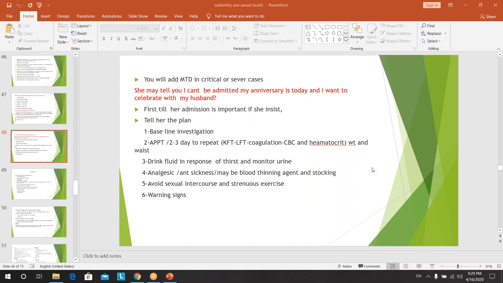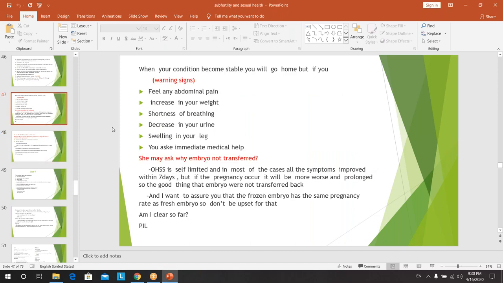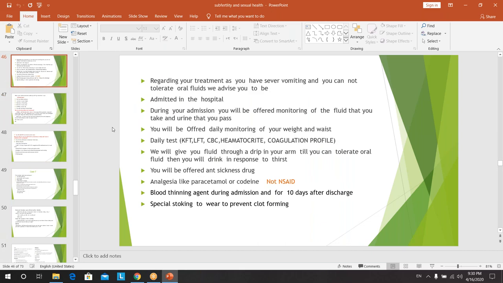Dr. Intisar, if the patient is unable to maintain adequate fluid intake due to nausea, this is one of the criteria for admission in case of OHSS, even if the investigations are normal. Even so, it is a criterion. Okay, doctor. Leave it.